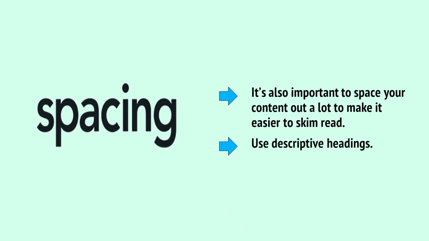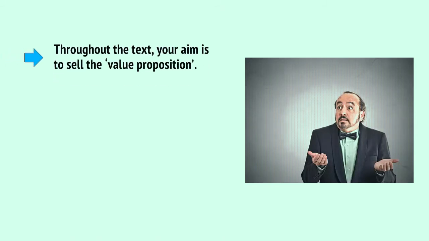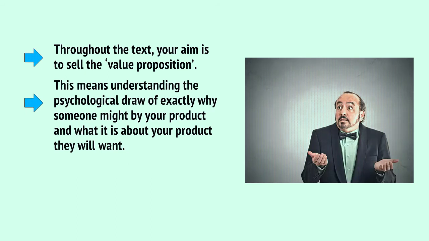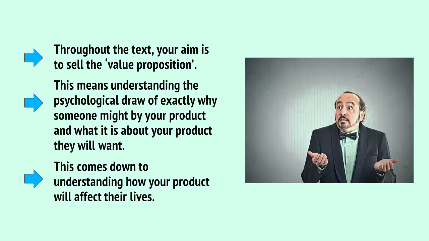Use descriptive headings. Throughout the text, your aim is to sell the value proposition. This means understanding the psychological draw of exactly why someone might want to buy your product and what it is about your product that they will want. This comes down to understanding how your product will affect their lives. For example, a fitness ebook will make someone fitter and healthier, therefore also making them sexier, more confident, and more athletic.